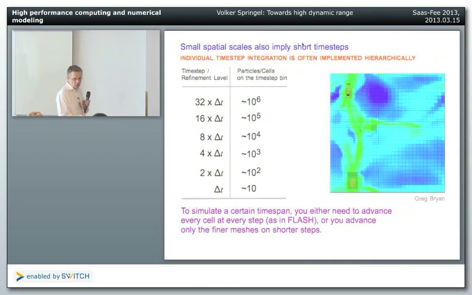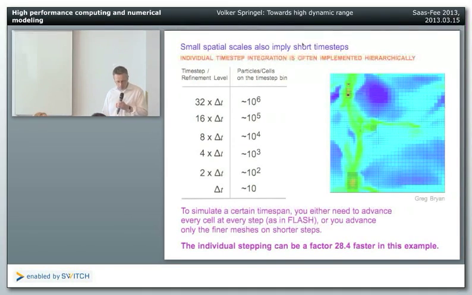In the global time step, that means to traverse the time of 32 times delta t, you would do 32 time steps with all these cells. And the cost is roughly the cell number times 32. In the individual time stepping, you would say, okay, these 10 particles I have to do 32 times, these I have to do 16 times, those 8, those 4, those 2, and those 1 time. And so the saving would be expected to be about a factor 28.4, roughly. So it's not quite 32 because of this distribution in the time steps, right? So that would be the ideal speed up that you could get from individual time stepping.